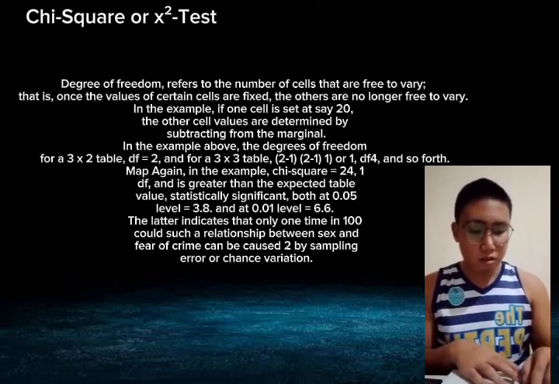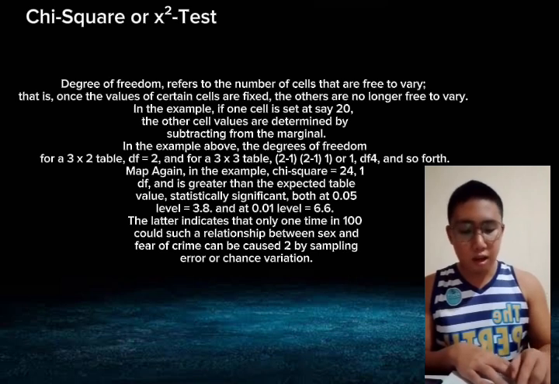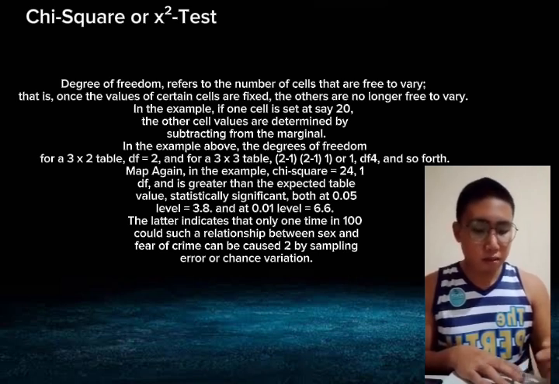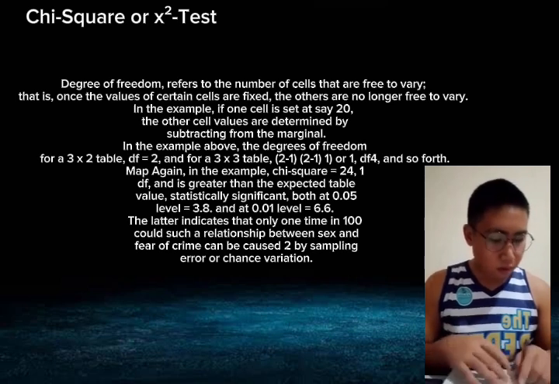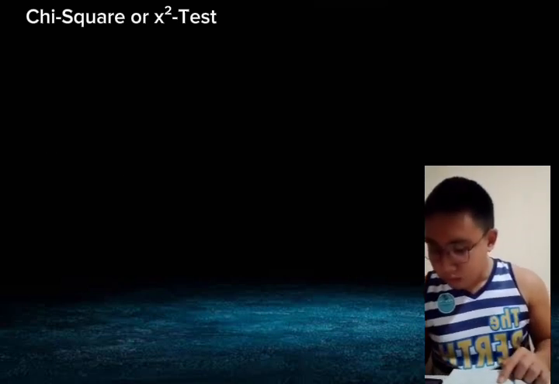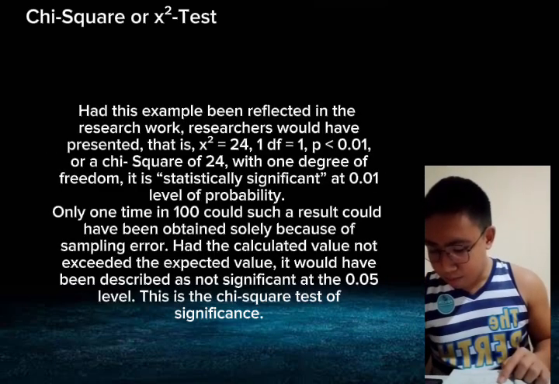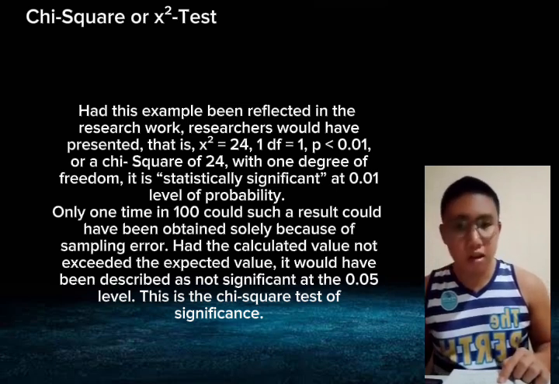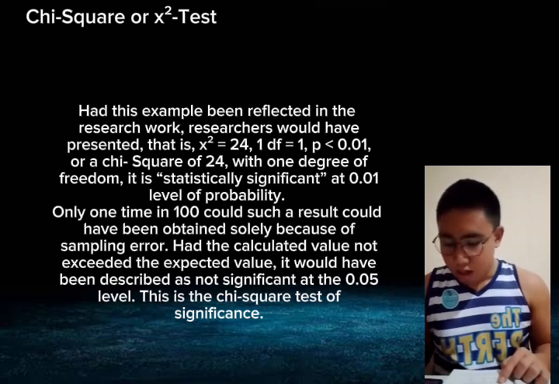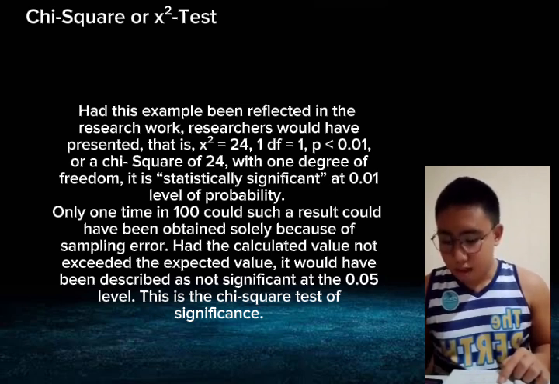Now we just substitute that 2 here in the formula: 2 minus 1 times 2 minus 1. So, hence, we get the answer of 1. Had this example been reflected in the research work, researchers would have presented that chi-squared is equal to 24, and the degrees of freedom is equal to 1.